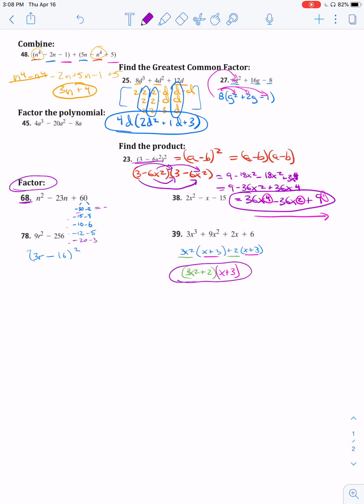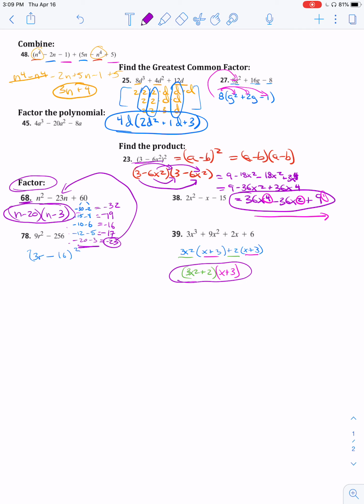So let's add all those up. I get negative 32, negative 19, negative 16, negative 17, and then negative 23. Okay, so I think I have what I need, right? I pop in negative 23 right here. And then I have these two factors. So I'm going to have n minus 20, n minus 3. So that'll be my final answer.